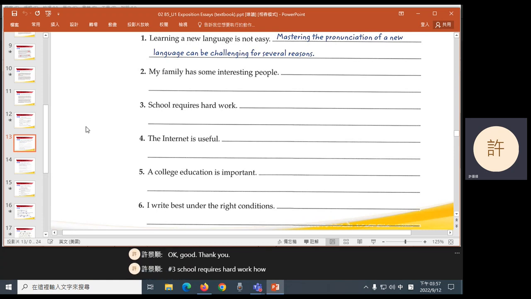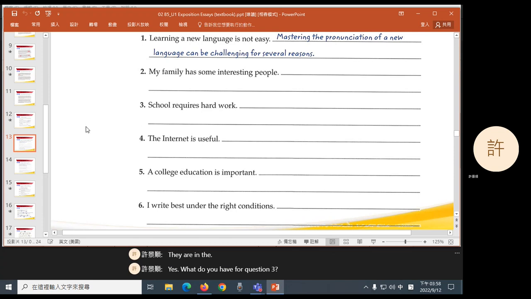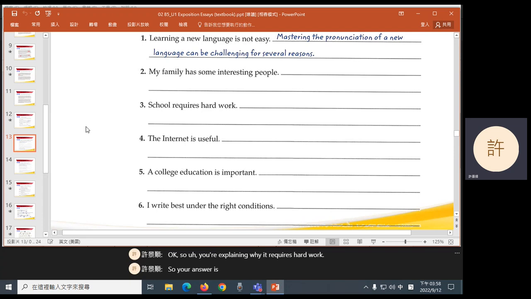How can you expand this? Yes, what do you have for question three? Okay, so you're explaining why it requires hard work. So your answer is school requires hard work or you will fail the test. Okay, so that does explain why hard work is important.